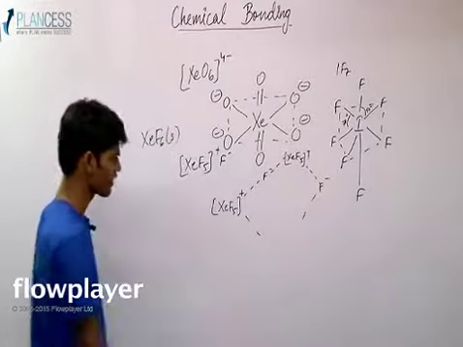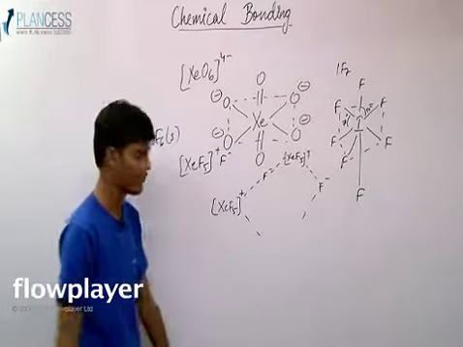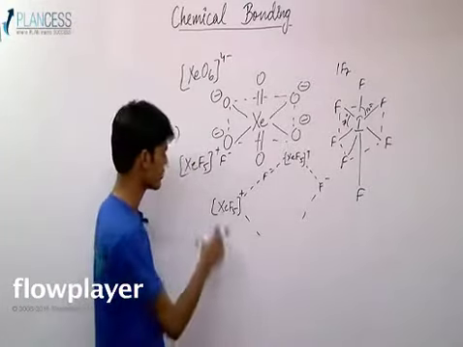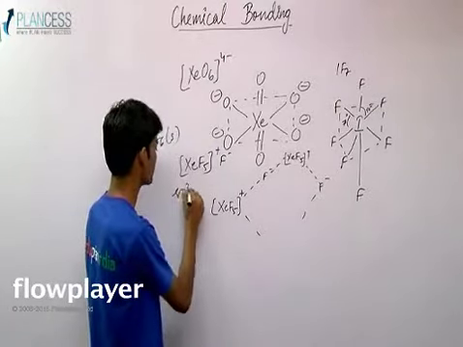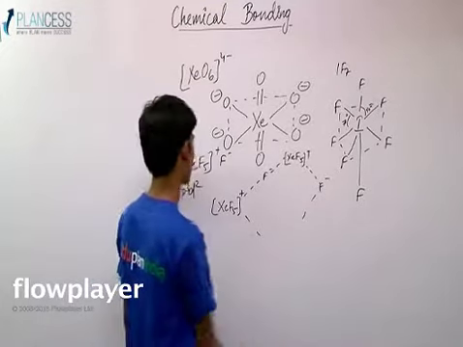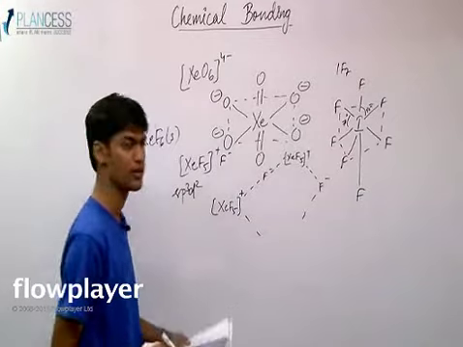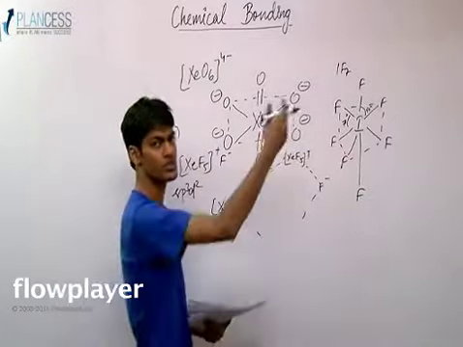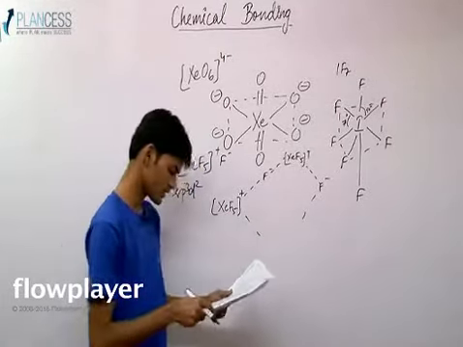So what is the hybridization of XeF5+? There are 5 bond pairs and 1 lone pair on Xe, so 5 plus 1 is 6, and the hybridization would be sp3d2. However, since there is 1 lone pair, it would not be a perfect square bipyramidal, and you can place the lone pair at any of the positions. There is no equatorial and axial position in square bipyramidal geometry.